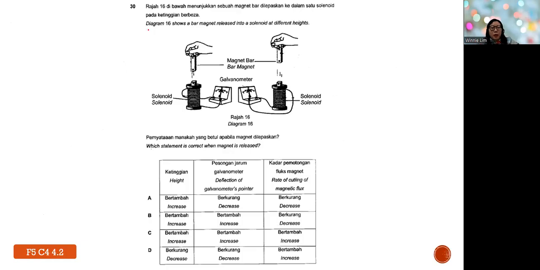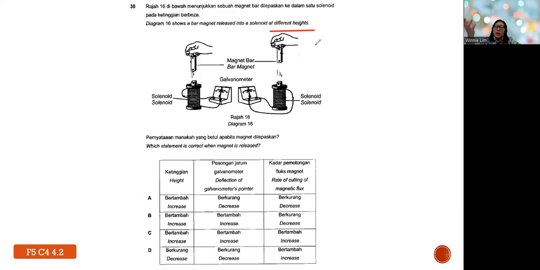30. Diagram 16 shows a bar magnet released into a solenoid at different heights. Which statement is correct when the magnet is released? Okay, so they are being dropped from different heights. What is so different when you drop a magnet at a higher position? You can relate the idea of position with velocity.